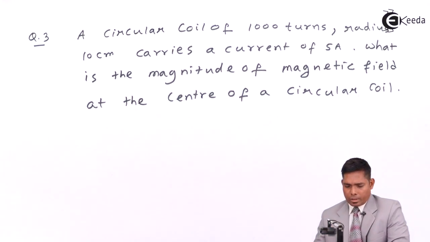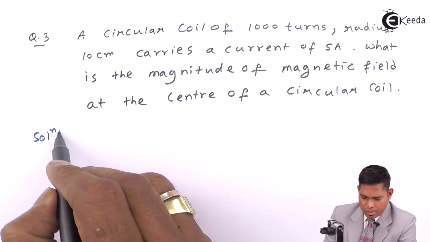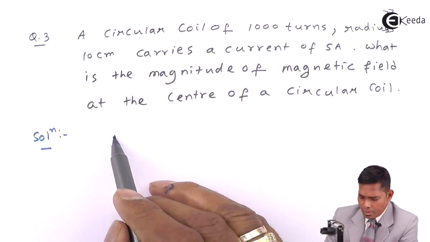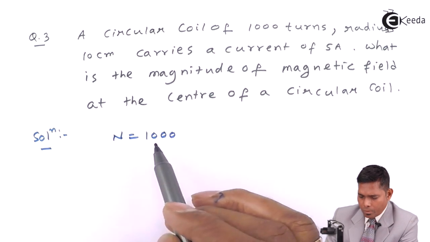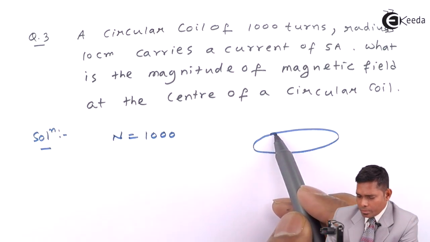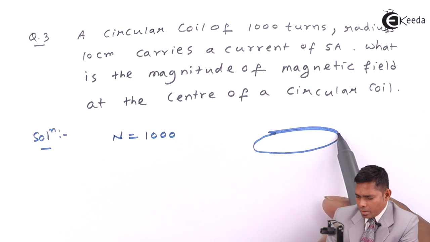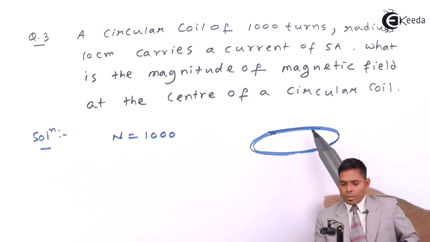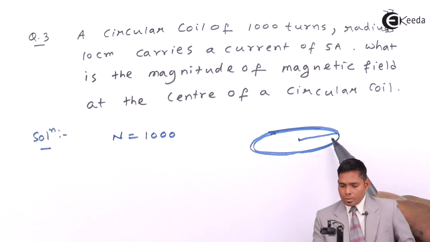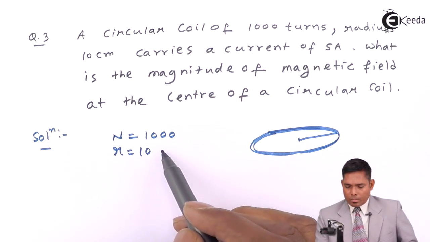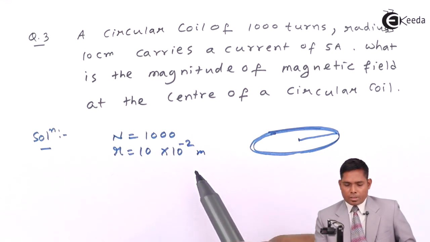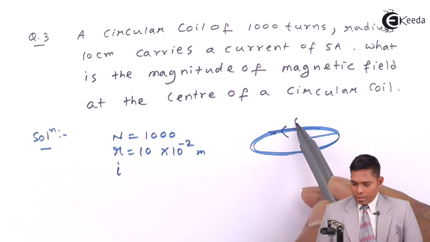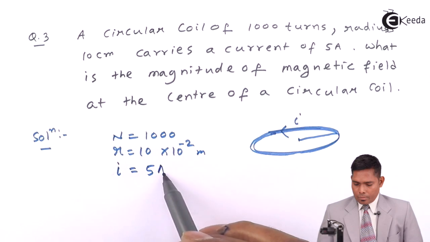So this is the question, and we'll see the solution. There is a circular coil of n equals 1000 turns. So n is 1000, not a coil of single turn. So we have a lot of turns, around 1000. Radius of this is 10 centimeter, which is this much in meter. This is a number, so no unit. And the current flowing here is I, which is 5 ampere.